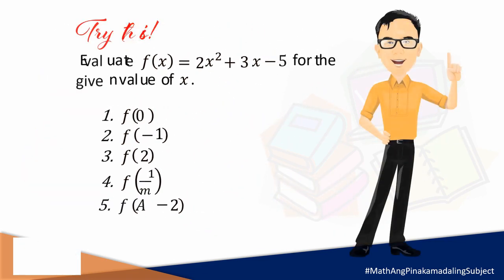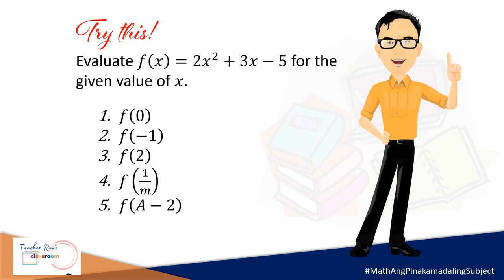Now, I want you to try the following. Evaluate f of x equals x squared plus 3x minus 5 for the given value of x. Number 1, f of 0. Number 2, f of negative 1. Number 3, f of 2. Number 4, f of 1 over m. And number 5, f of a minus 2.